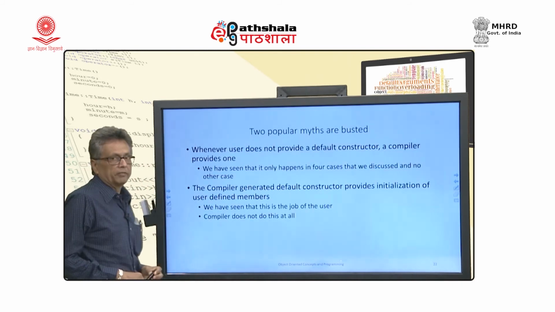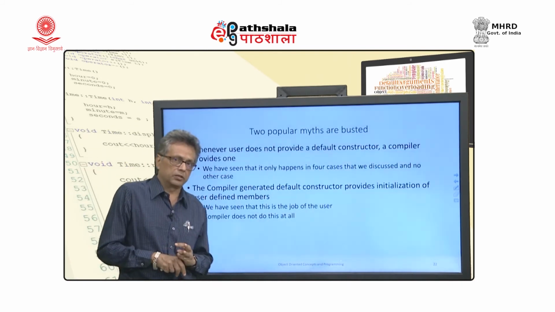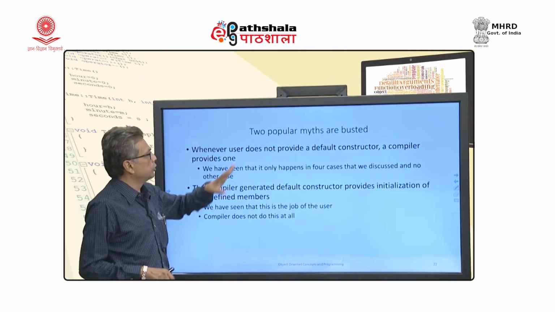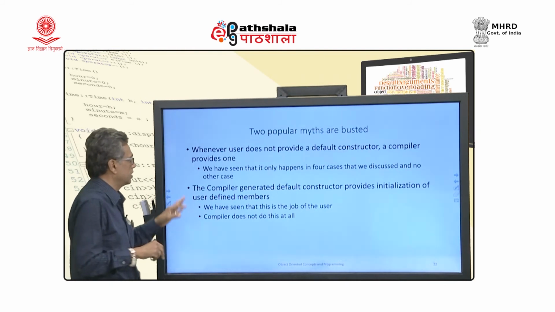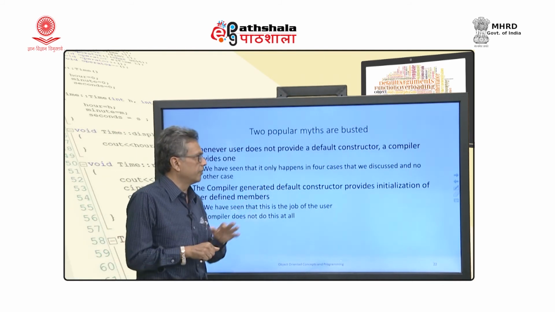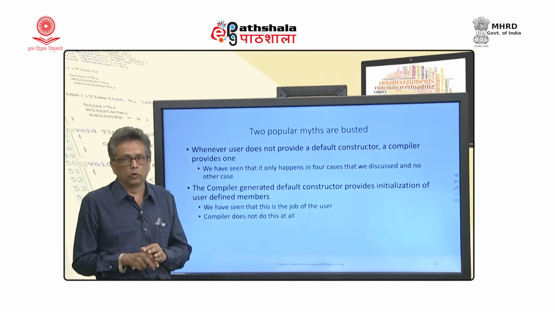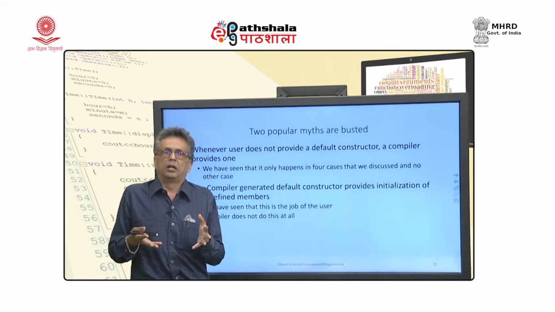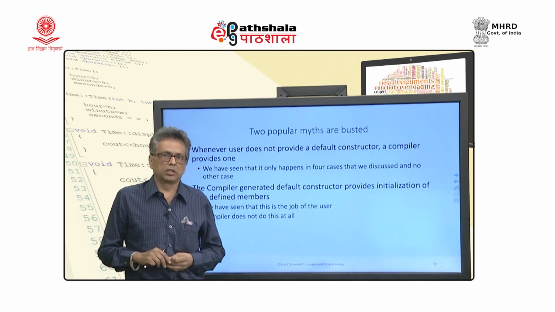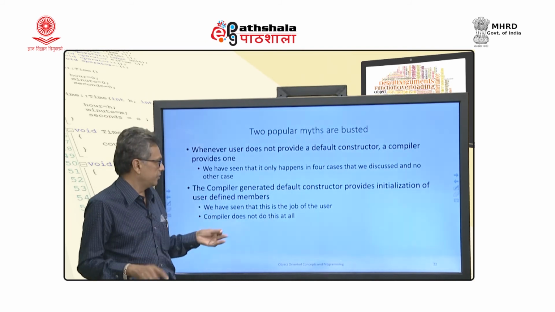Okay. What we have done is we have busted two myths. First is, whenever the user does not provide a default constructor, a compiler provides one. No, only in the 4 cases that we talked about. Second, the compiler-generated default constructor provides everything the user wants. No, the user's requirements the user will have to specify. The compiler will only do something which suits or is required for itself. Okay.